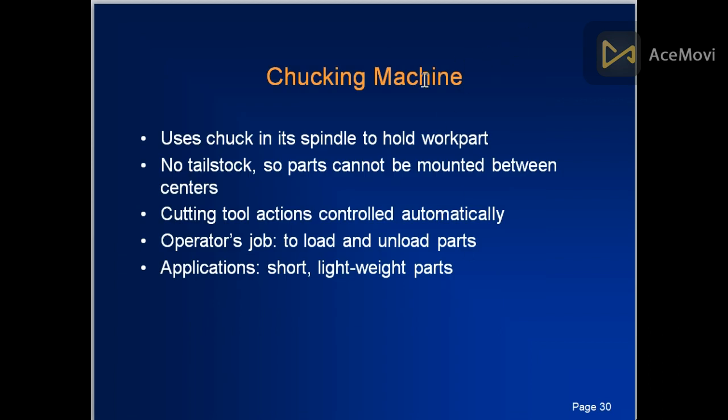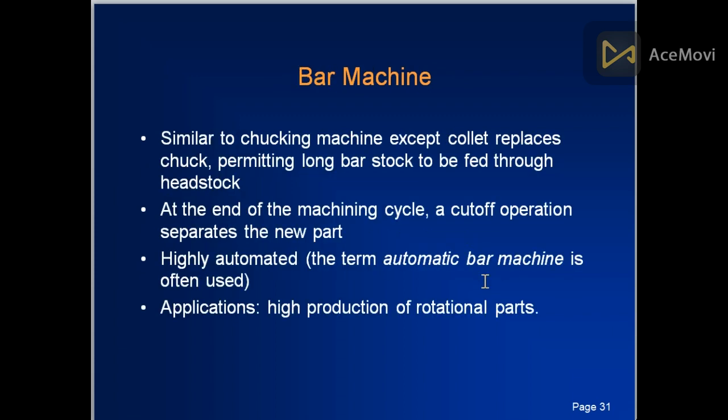Chucking machine. Chucking machine uses a chuck in its spindle to hold the work part. In this machine, no tailstock is required, so the part can be mounted completely in the chuck. Cutting tool actions are controlled automatically. Operator's job is to load and unload the part. Applications are short and lightweight parts. Heavy parts cannot be handled in this chucking machine.